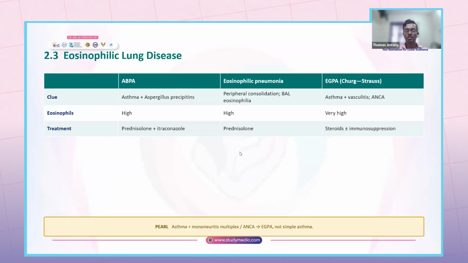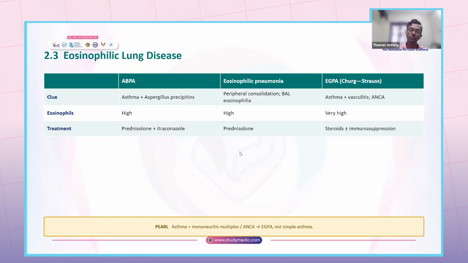So coming to the eosinophilic lung disease, we have ABPA, eosinophilic pneumonia, and EGPA, previously known as Churg-Strauss syndrome. Again, in ABPA, what are the clues? The patient will be having a background of asthma or cystic fibrosis, along with high IgE, eosinophils, and aspergillus precipitins might be positive. What do you give? First line is always prednisolone, with or without itraconazole, depending upon the severity and depending upon whether you have to reduce the steroid dose. Because this is not for short term, you have to give it for a few weeks.